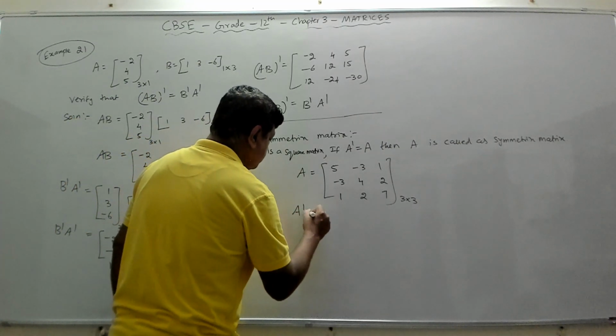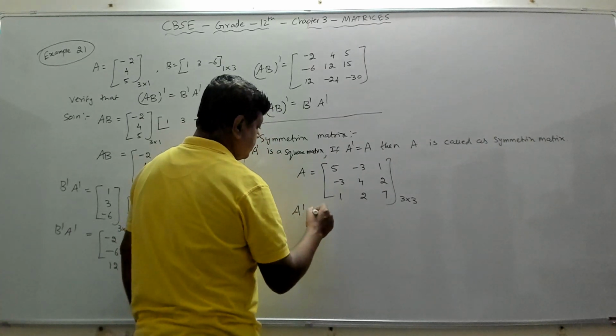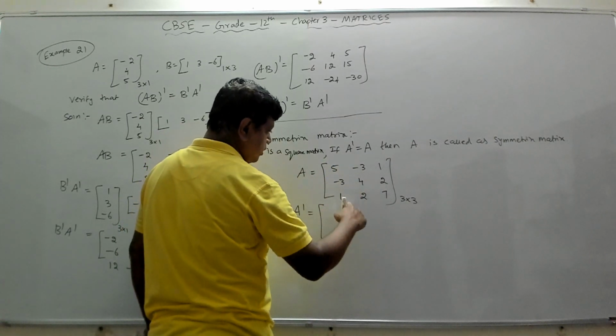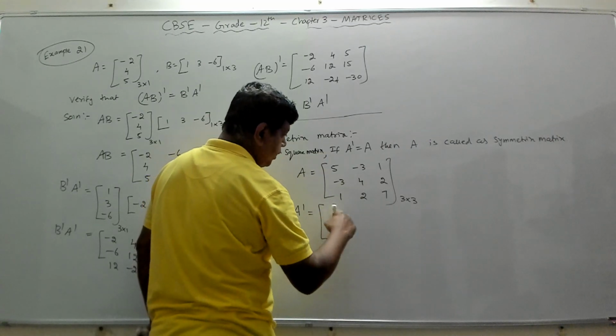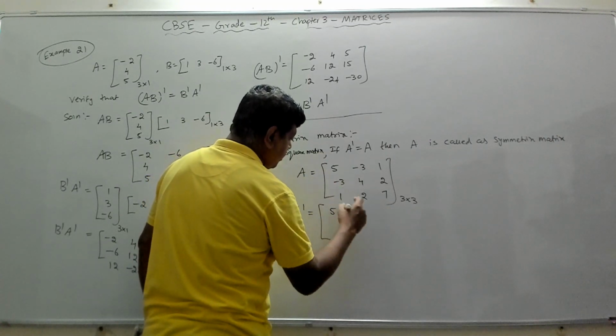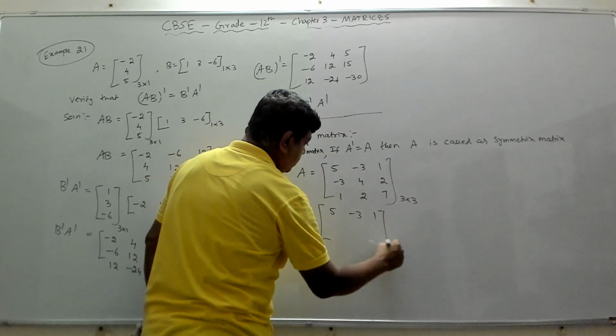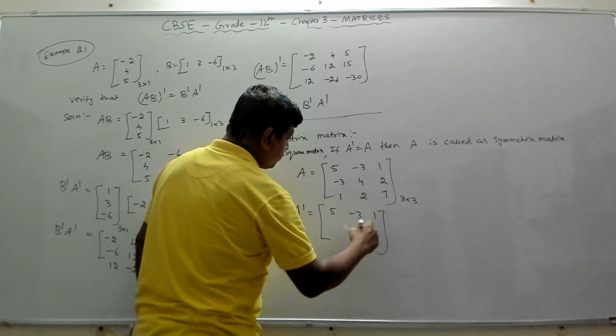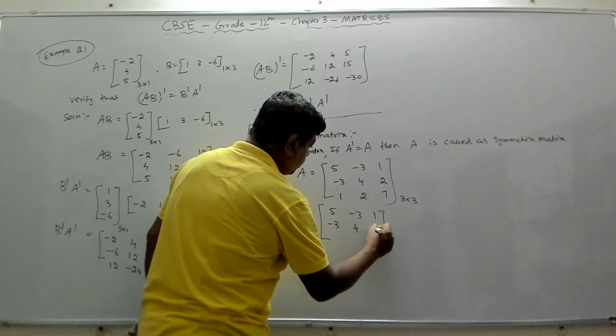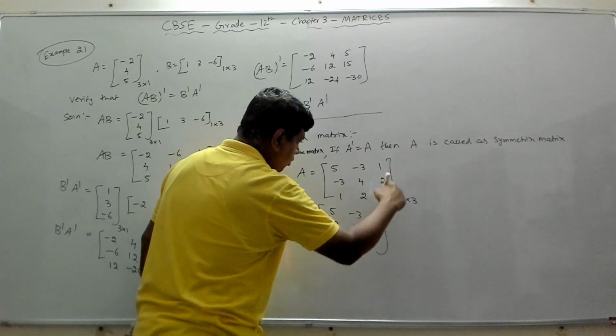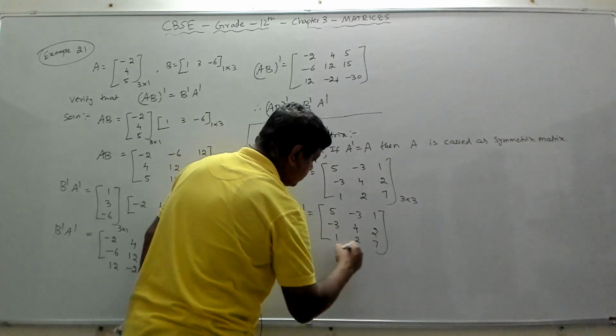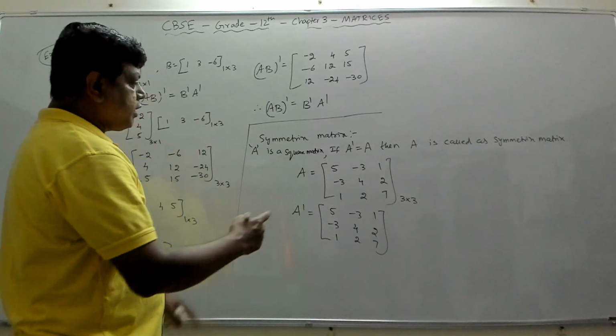So A transpose of this matrix is that I write this column as a row. So 5, then this minus 3, then this 1. Then this column I'm going to write as a row: minus 3, 4, 2. Then this 1, 2, 7 is a column, and I'm going to write it as a row 1, 2, 7. So I've interchanged my rows and columns.